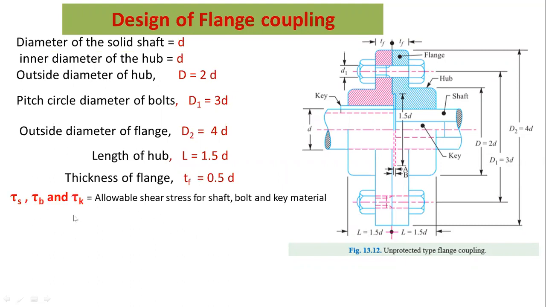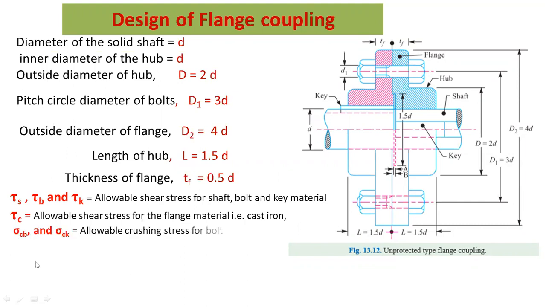Here tau S, tau B, tau K are the shear stresses induced in the shaft material, bolt material, and key material, whereas tau C is the shear stress induced in the flange material, that is cast iron. Sigma C is the compressive stress or crushing stress induced in the bolt and key material. Here N is the number of bolts used to join the two flanges.